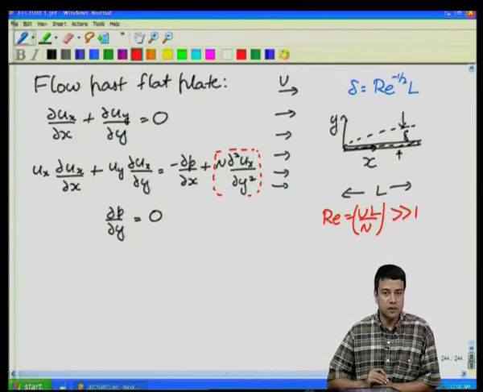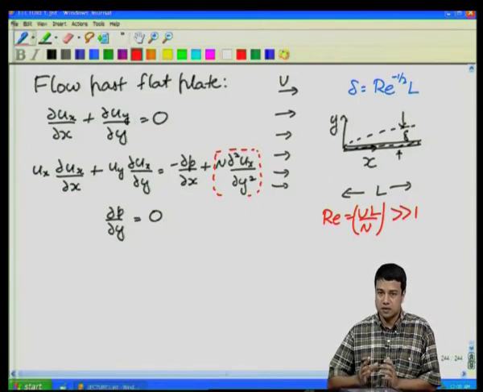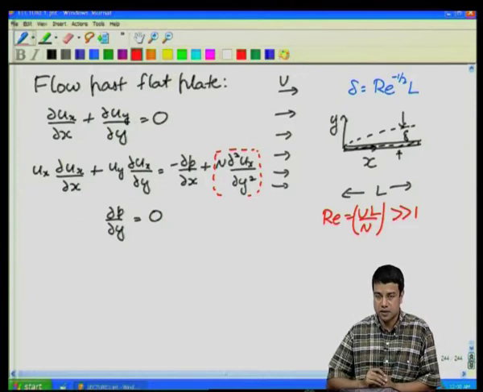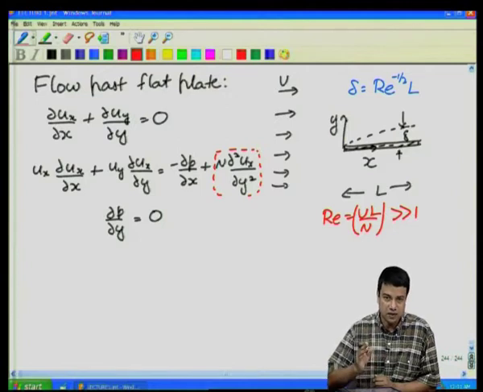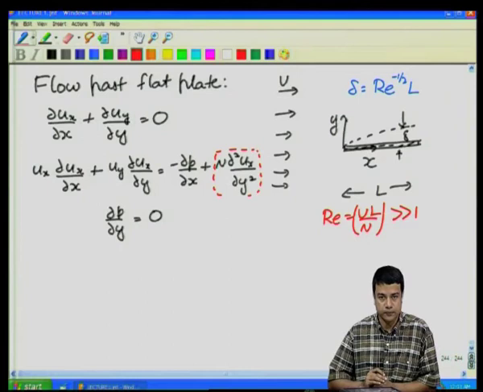The y momentum equation basically tells us that the pressure gradient in the y direction is equal to 0. That is because the flow is primarily in the x direction, the y velocity is much smaller than the x velocity. The gradients are large, and therefore, the pressure gradient has to be equal to 0, which means that the pressure at any location within the boundary layer is identical to the pressure at that same location far away as y goes to infinity.